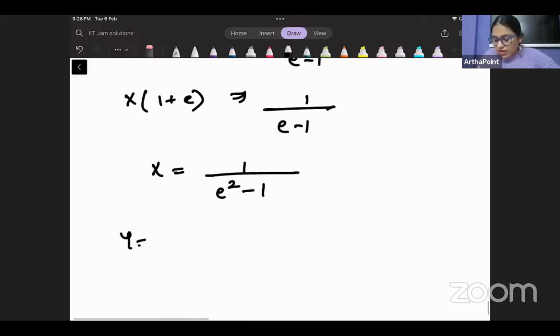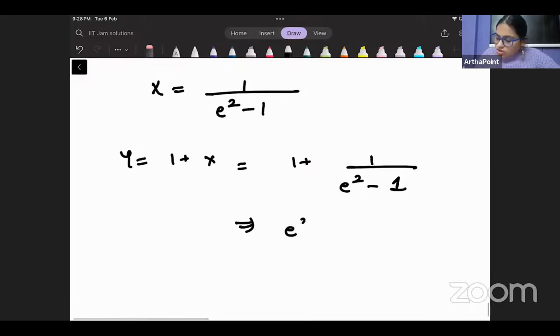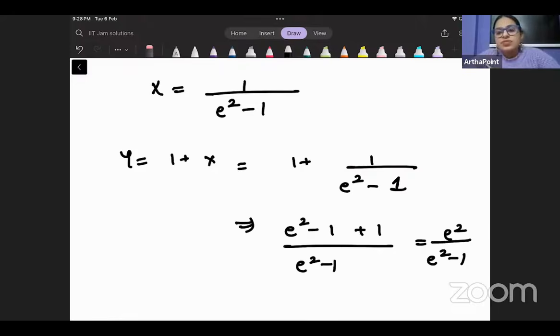But what is your y? y is 1 plus x. So it will be 1 plus 1 upon e square minus 1. तो बेटा यहाँ पे आपको आ जाएगा e square minus 1 plus 1 upon e square minus 1, e square upon e square minus 1. This is how you can get your values. You can get your x and y.